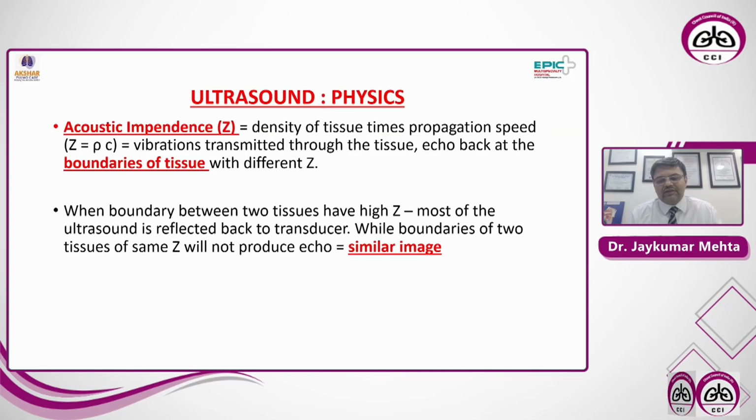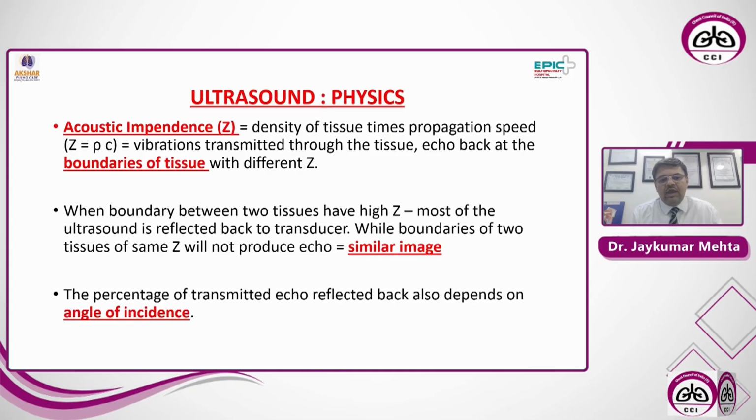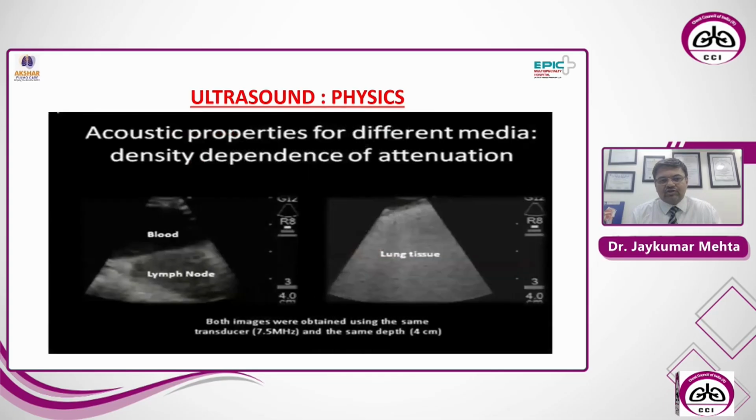So acoustic impedance is one thing which separates the different tissues and gives the different contour or different grayscale which we are seeing on the images. And it is also dependent on the angle. So the percentage of transmitted echo reflected also depends on the angle of incidence. So it becomes very crucial how we put our scope, how we angulate our scope and get the image.